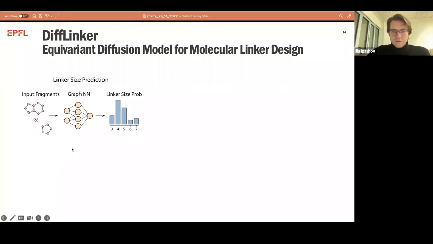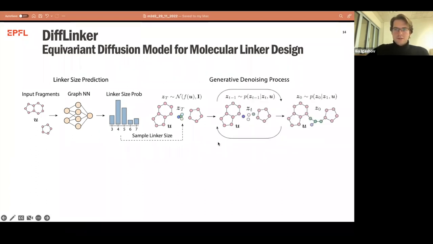The idea here is that basically we believe that since we take these 3D orientations and positions of input fragments, probably this information is roughly enough to have an idea about the number of atoms that should be sampled for the linker. And since we pretrain such a model, at the generation step we predict probabilities for the different numbers of atoms in the linker, and then we sample from these categorical distributions with these probabilities that we predicted at generation. And that's how we get the number of atoms in the linker. And then we perform the denoising process with the pre-trained diffusion model.